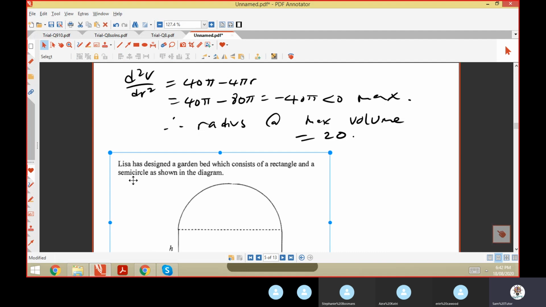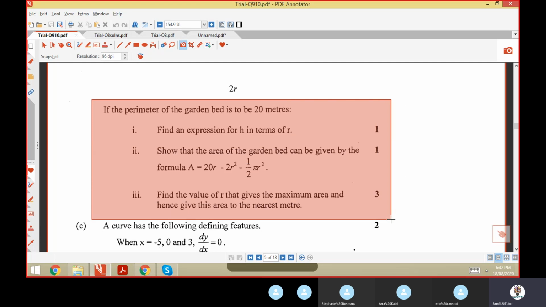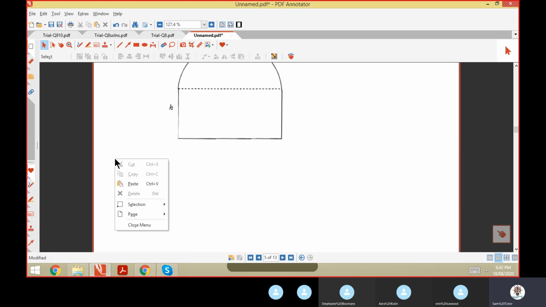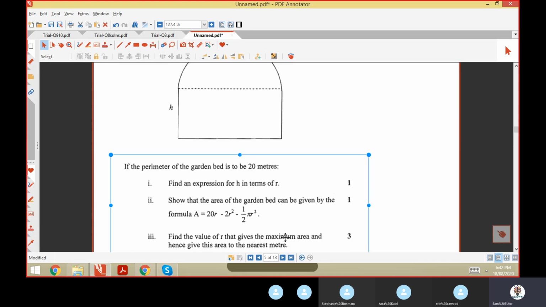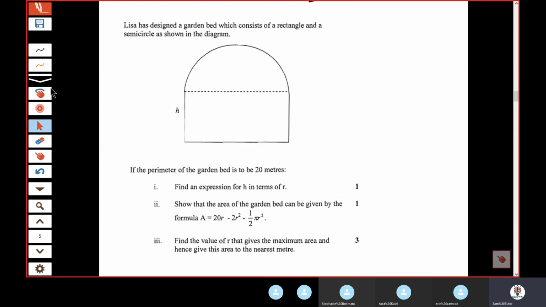Let's go again. And you can see it's fairly similar again. Look at it. There's I, there's double I, and that big word is maximum. Or minimum, depending. Lisa has designed a garden bed which consists of a rectangle and a semicircle as shown in the diagram. If the perimeter of the garden bed is to be 20 meters, find an expression for h in terms of r. Okay, so what are we going to do?